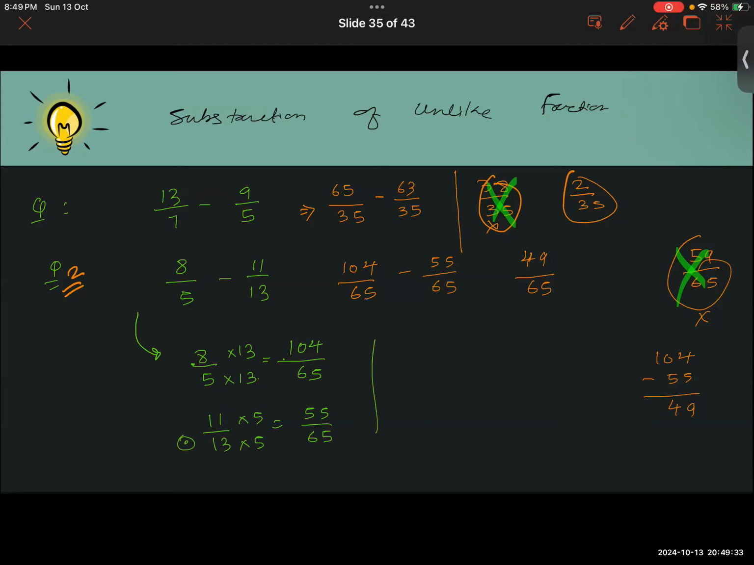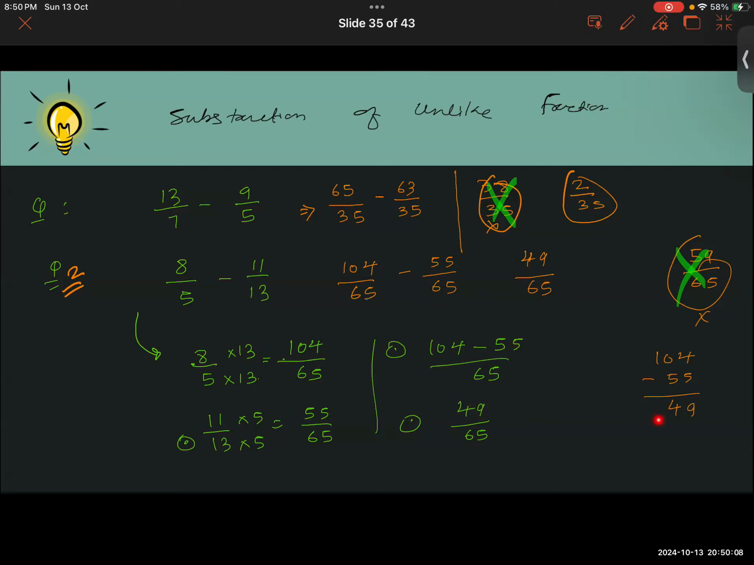Now the third step we are going to follow is that you have to simply subtract the numerators: 104 minus 55 upon 65. So simply you have to subtract 55 from 104 now. 14 minus 5, that will be 9. 9 minus 5 will be 4. So you'll be left with 49 upon 65 now. Where are you getting stuck in this? Please let me know. How will we get 9?